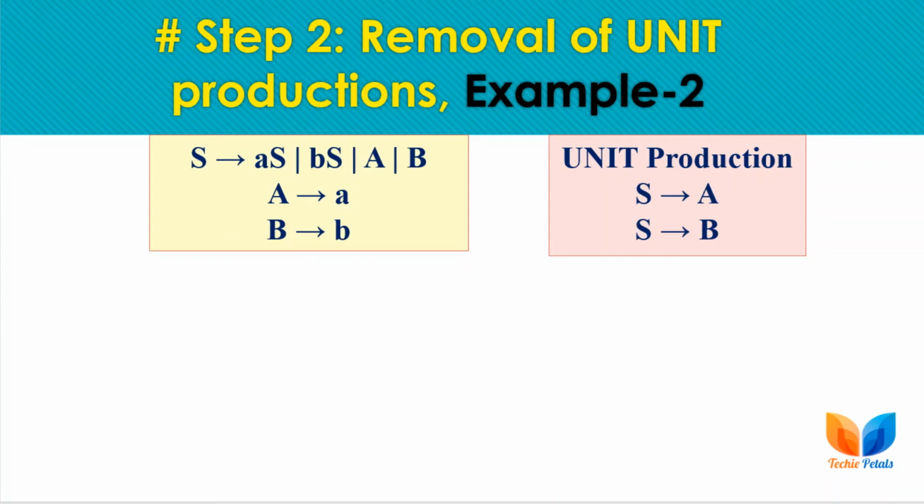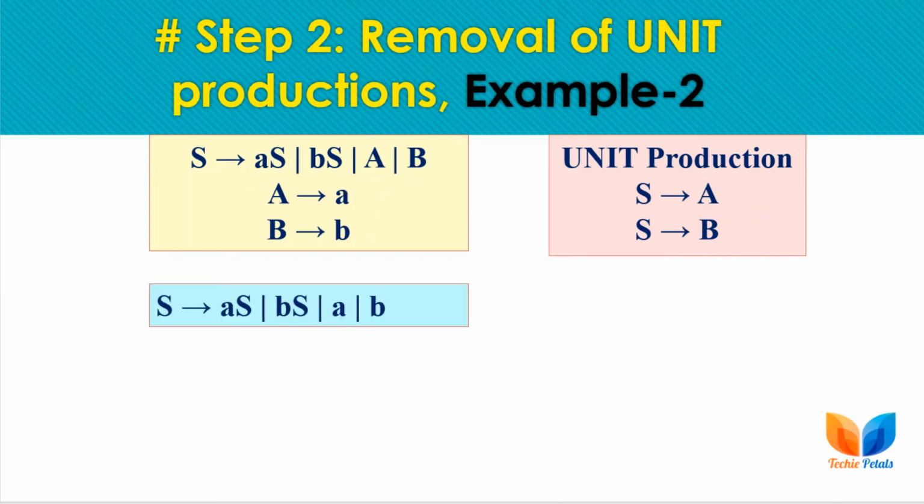Now the second example is this, where we have S deriving these production rules and we have two unit productions, S derives A and S derives B, and ultimately A will be deriving the terminal a and B will be deriving the terminal b. So for the simplification process, we will be replacing S with terminal a and S with terminal b. So we can replace A with this a and B with this b to remove the unit production rules and to simplify the grammar, right?